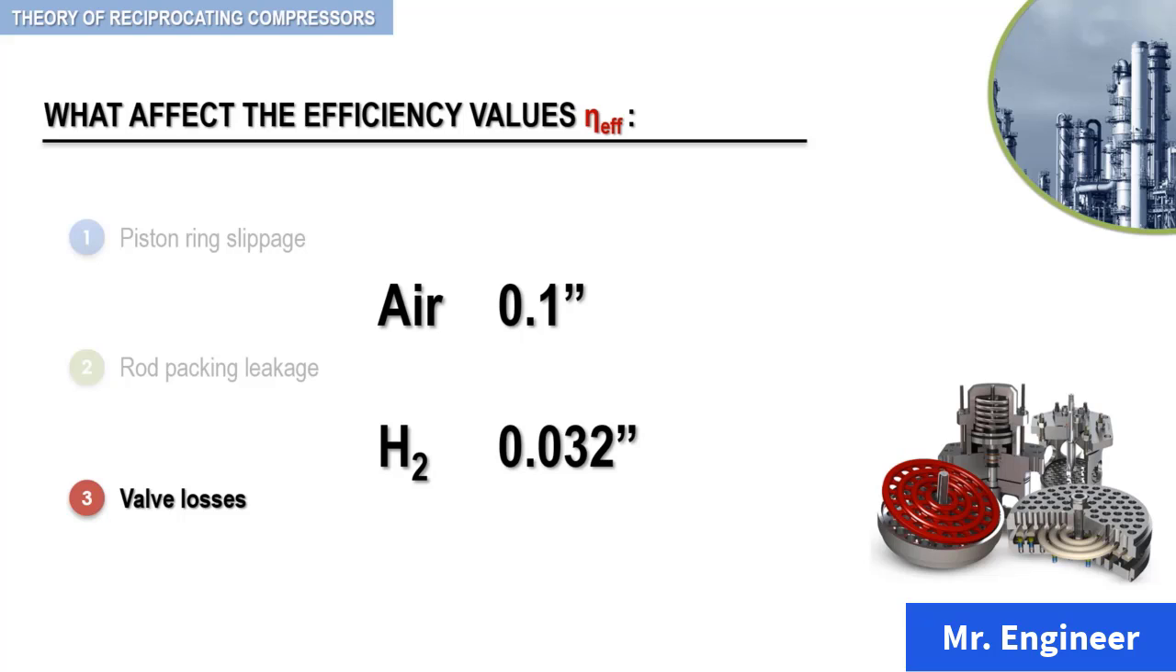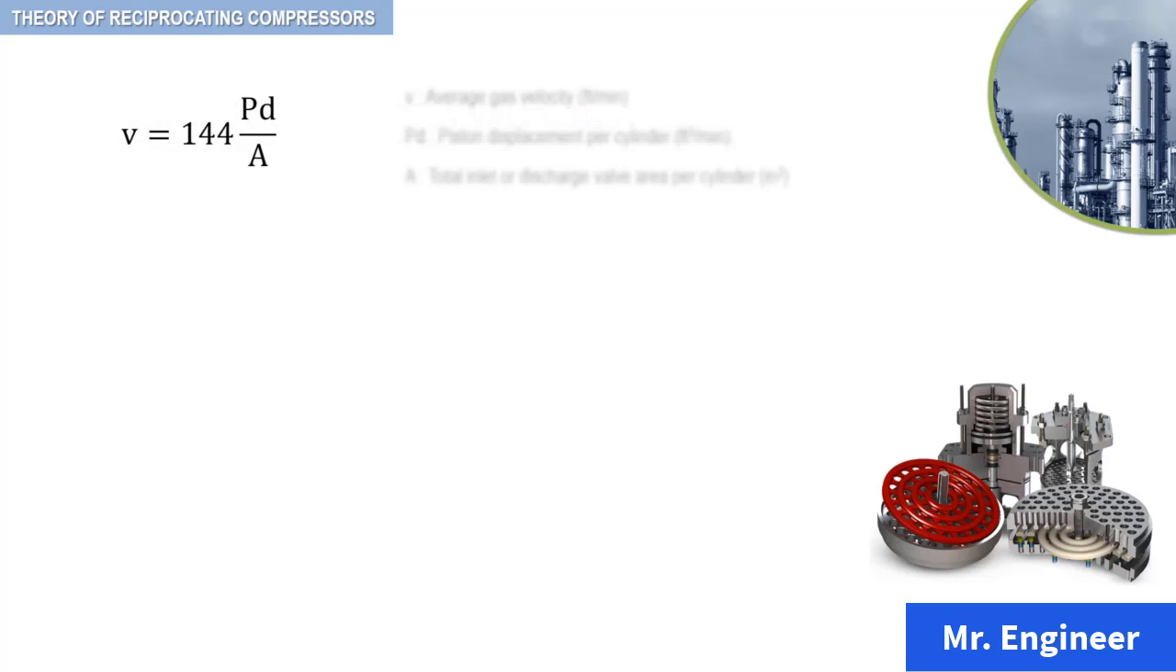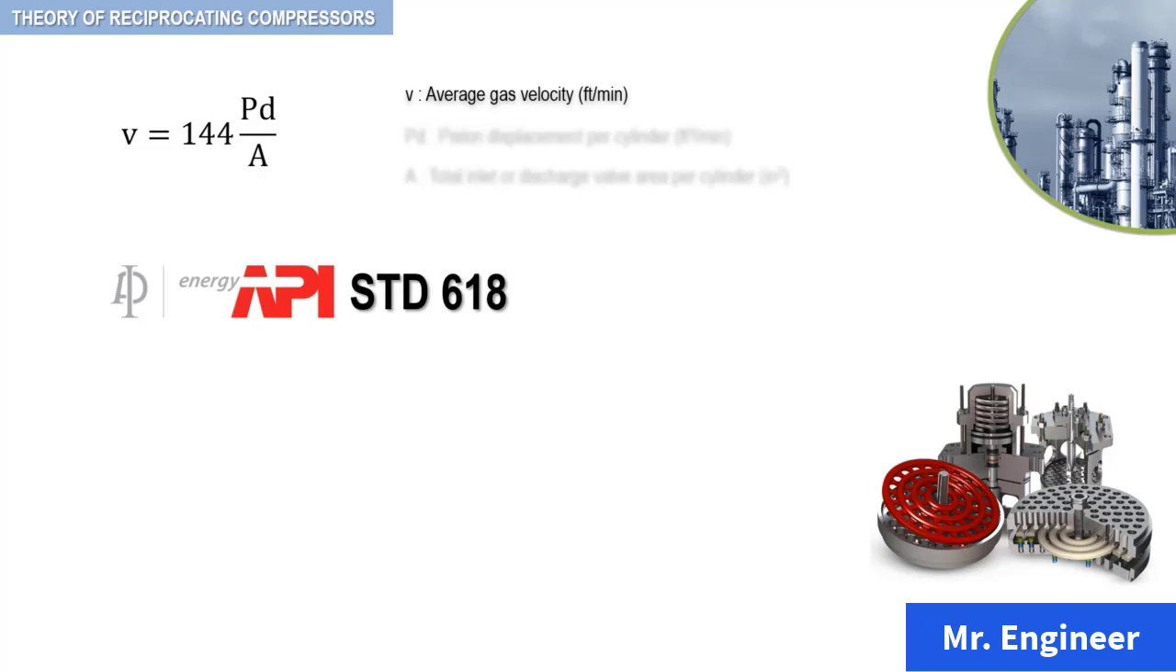Okay, now to calculate the inlet valve velocity for evaluation purposes, you can use the following equation. This equation is based on the equation given in the API 618 standard relative to the design, operation and maintenance of reciprocating compressors. Here, V is the average gas velocity expressed in feet per minute. PD is the piston displacement per cylinder, and A is the total inlet or discharge valve area per cylinder.